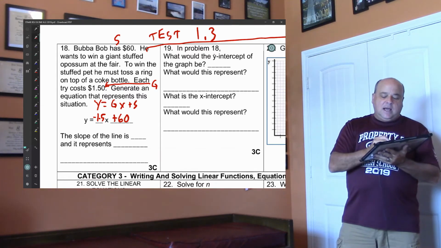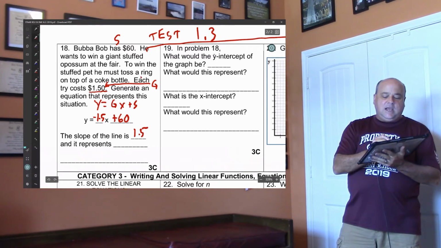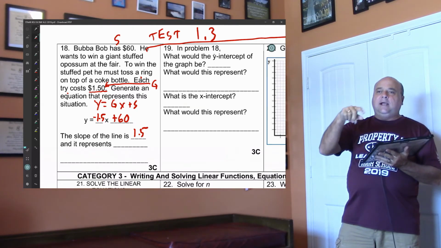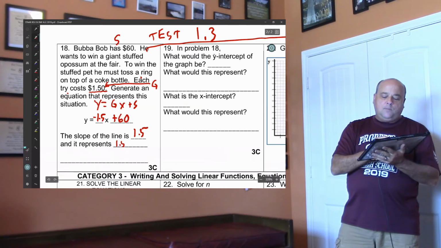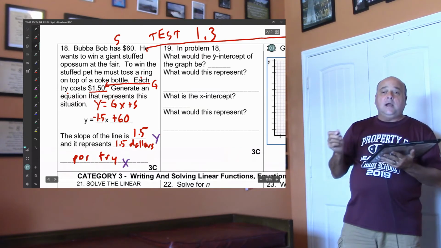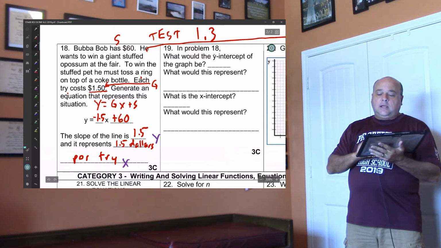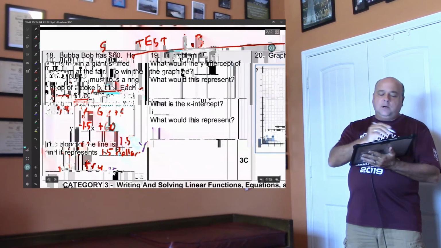So negative 1.5x plus 60 would be our equation. The slope of the line is negative 1.5, and it represents, if you look at 1.5, what each try costs. So that's y per x, the dollars per try, right? So it's going to be $1.5 per try. And this is going to be our y, and this is going to be our x, a per try or per game, right? Okay, so let's go over here. This is important to know, people.